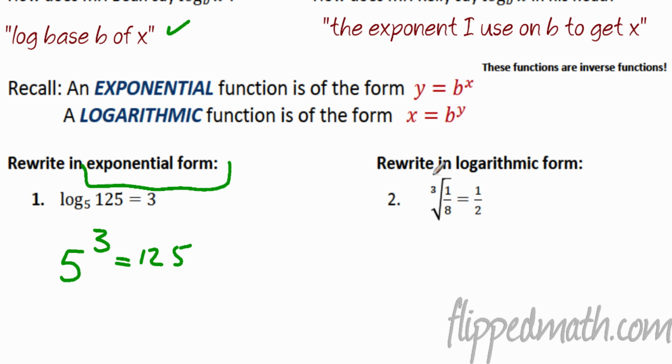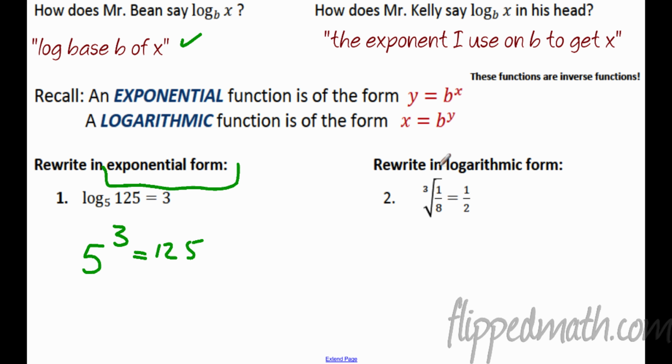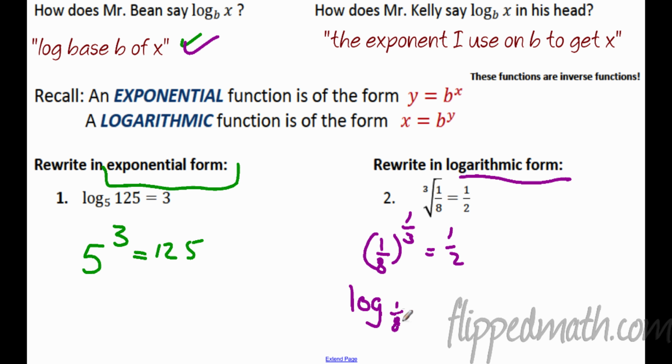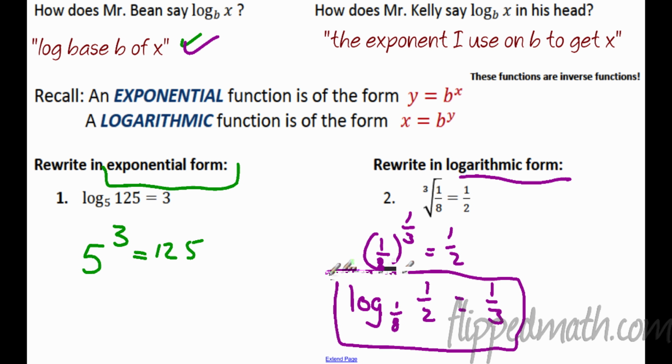Whew, how about this one? Well, let's rewrite this thing. A cube root, remember, how do we write that as an exponent? This would be 1/8, and using the cube root, we'd have to raise that to the 1/3 power. That's what the cube root means. And all that would equal a half. So saying it the way I normally do, the exponent that I use on 1/8. I would write this in logarithmic form: log base 1/8, because we're all about that base, of 1/2 equals 1/3. The exponent I use on 1/8 to get 1/2 is 1/3. So that's how you write it in logarithmic form. Booyah! So that's those two.